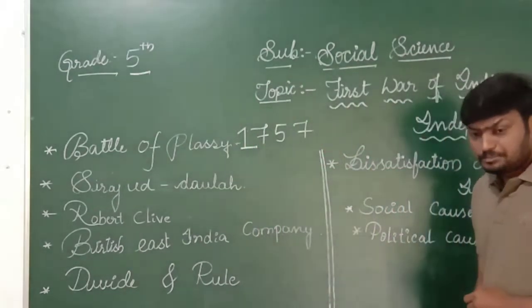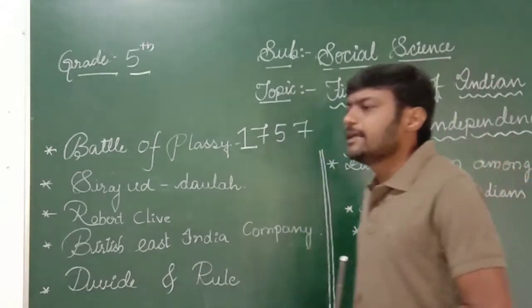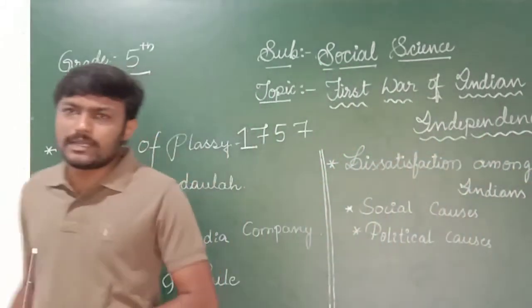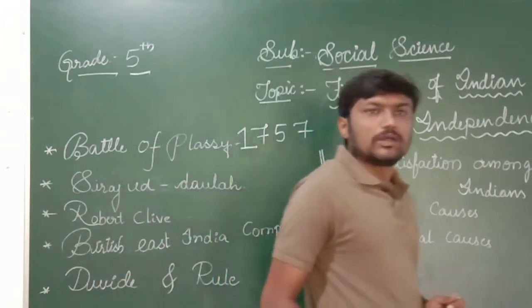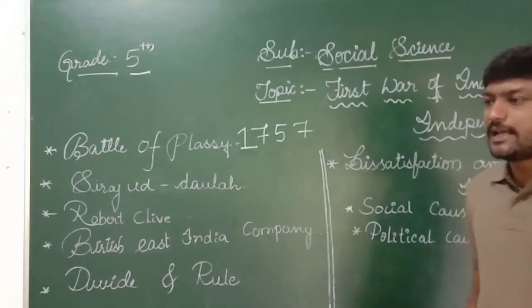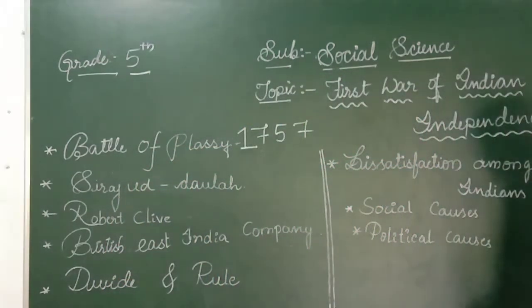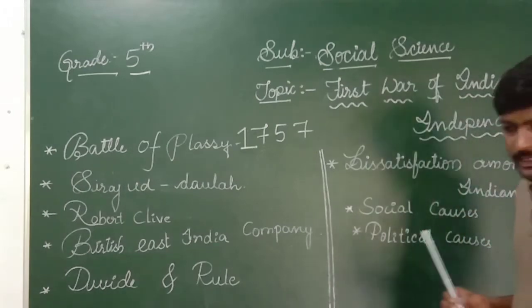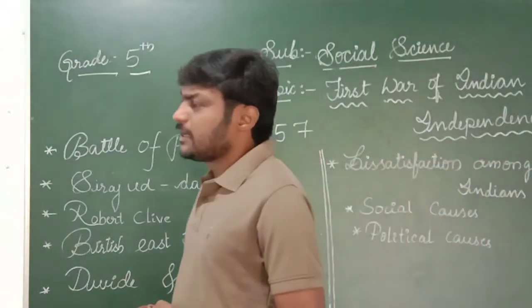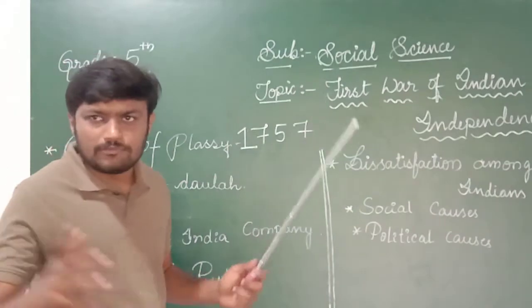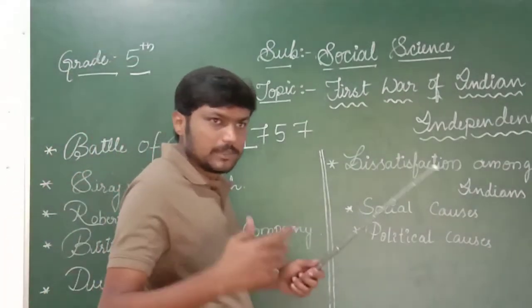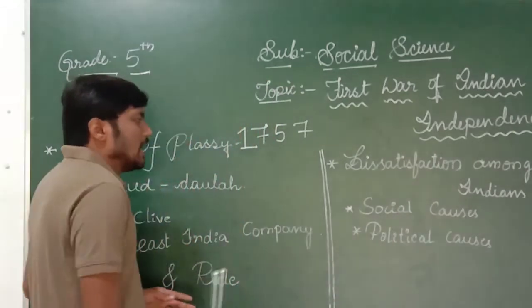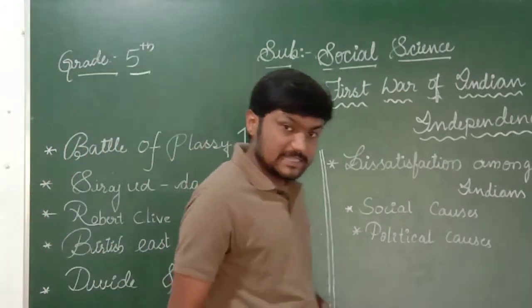Company. See, after 190 years of British East India Company administration, many political changes were made in our nation, because the British controlled most of our nation. The British took it under their control for administration. By this, dissatisfaction among the Indians took place.